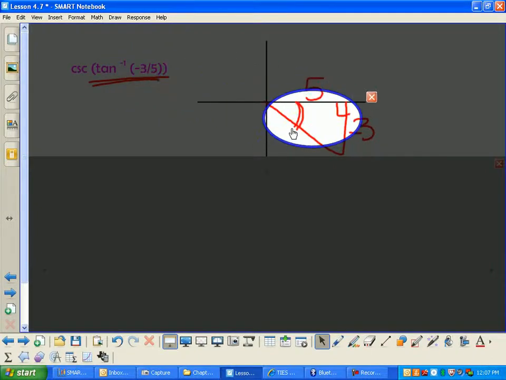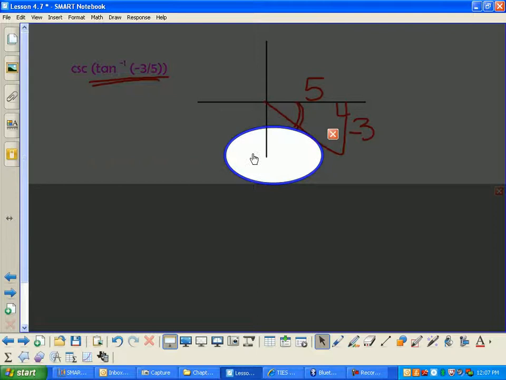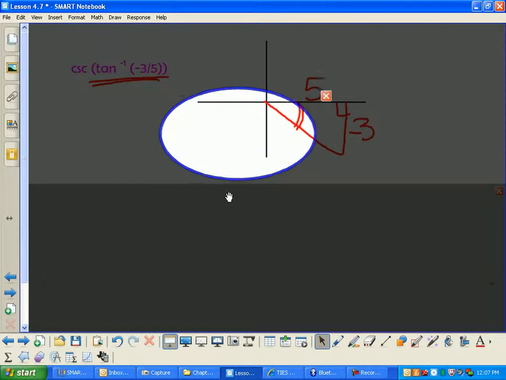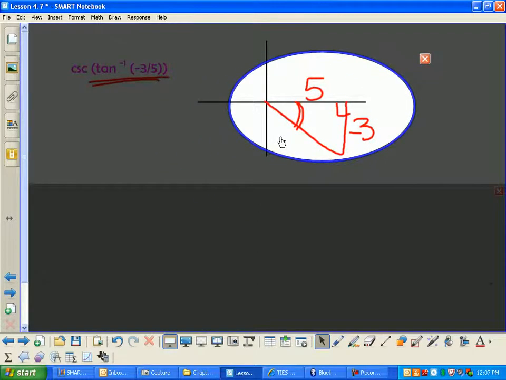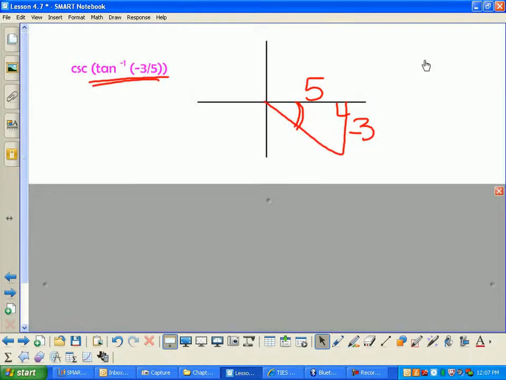So I drew my triangle, and now the question is, do you recognize that triangle? I don't either. So if I had to find that angle measure, I'd be in trouble if I didn't have a calculator. But thankfully, that's not really what I want. I don't really want to find the angle measure. I really want to find the cosecant of the angle.